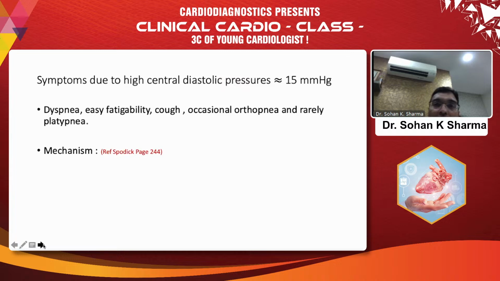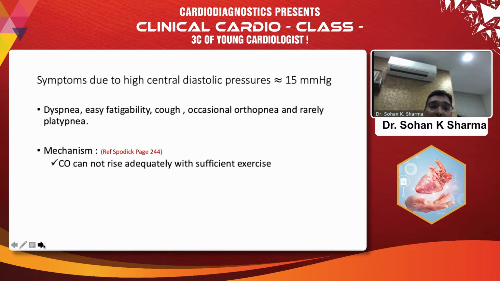Symptoms due to the high central diastolic pressure, if it is more than 15 mm of mercury: dyspnea, easy fatigability. Dyspnea, the mechanism somewhat different from the left-sided heart failure we have discussed in this slide. Easy fatigability, cough, occasional orthopnea, rarely platypnea. Orthopnea and platypnea are rare in both CCP and RCMP.